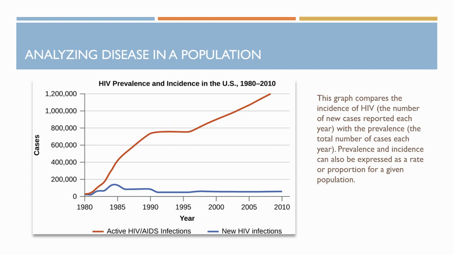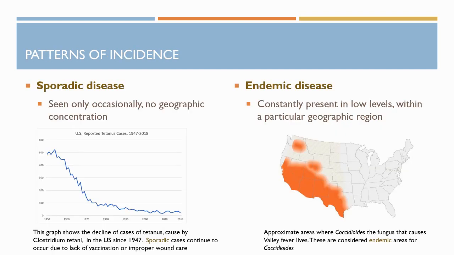So we can look at the patterns of incidence within a population, and we can describe these with the following terms. Sporadic diseases are things that are only seen occasionally. There's not a geographic concentration. They just pop up here and there, a relatively random occurrence, but just low background levels. Tetanus is an example of this.